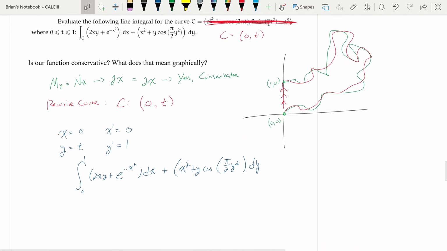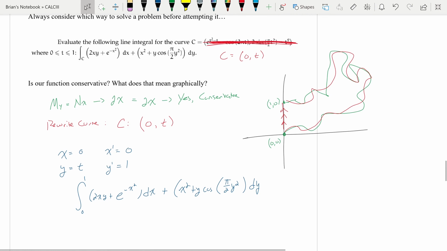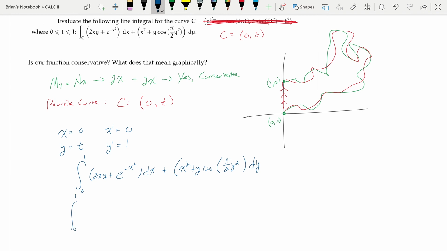Okay, so let's look at this now. We plug in basically everything. It'll be 0 to 1. We'll get 2 times 0, that's pretty easy, plus e to the negative 0 times dx, which is 0. So this whole thing goes away anyways. Plus x squared, which is 0, plus y, which is t, times cosine of pi over 2 times t squared. And then dy, which is 1 dt.